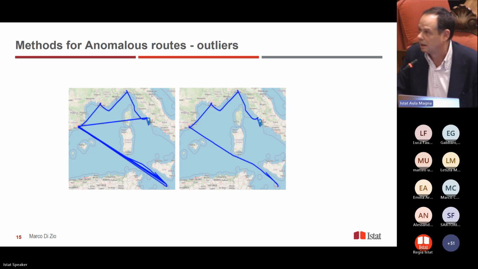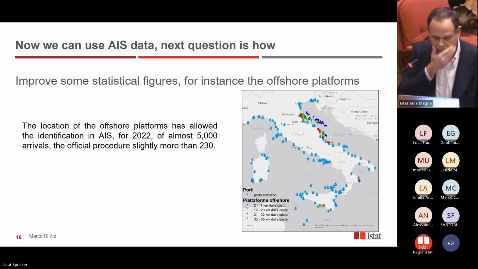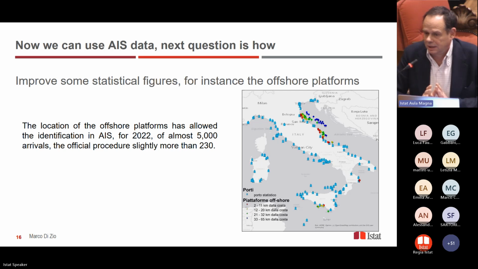And this is a picture. This was the first picture with the anomalous root, and this is the cleaned picture, with the root deleted. So finally, now we can use AI as data. That's the good news. We did all this long and, I would say, hard work to do this, but the next question is how?